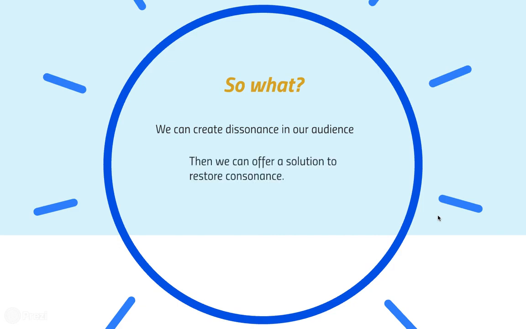Okay, so the end goal is, after we create dissonance, to then offer a pathway for our audience to restore consonance. And that pathway is going to be our policy that we're advocating for in speech number 3. So let's take an example here. Let's say I'm giving a speech and I'm arguing for a change in policy.